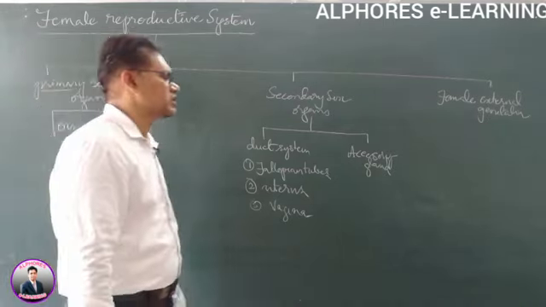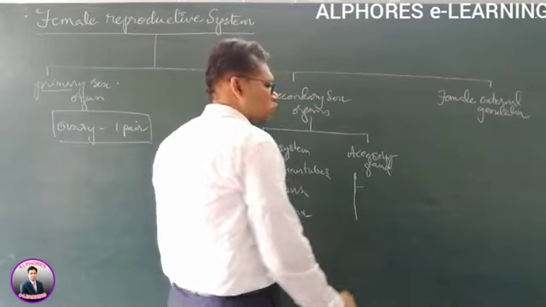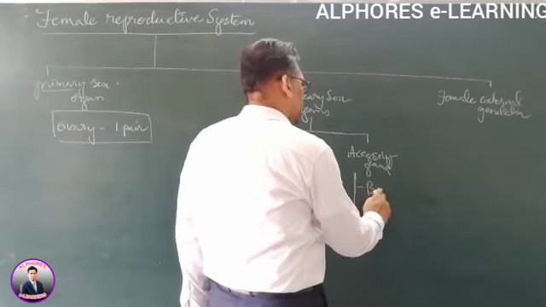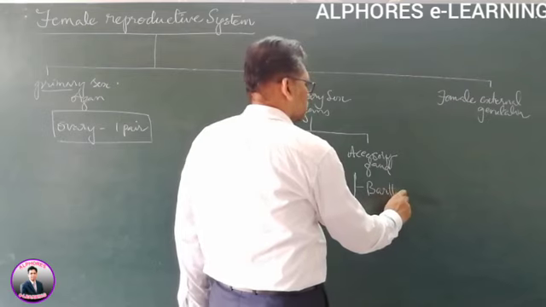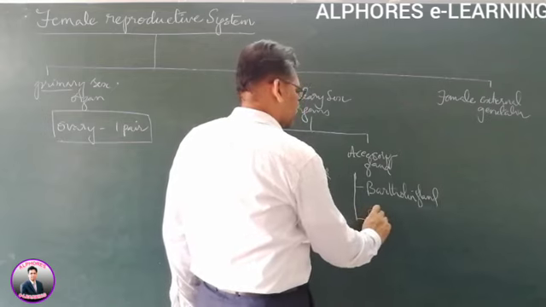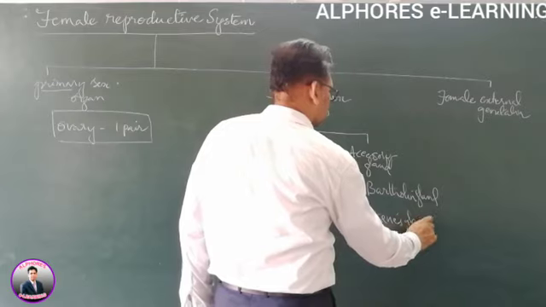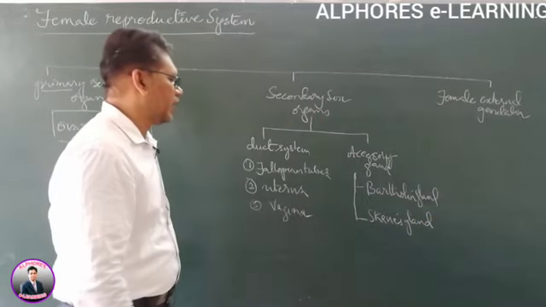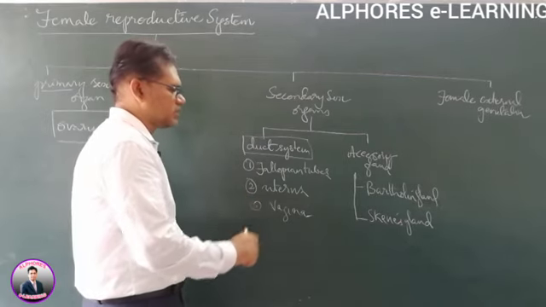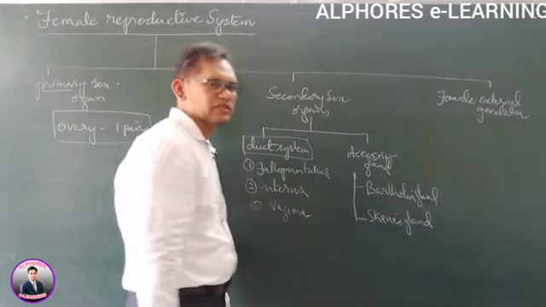Now the accessory glands include two glands, the Bartholin glands and Skene's glands. These two are accessory. So the duct system consists of fallopian tubes, uterus, vagina, whereas the accessory glands consist of Bartholin glands and Skene's glands.